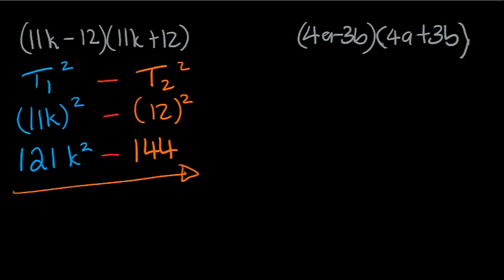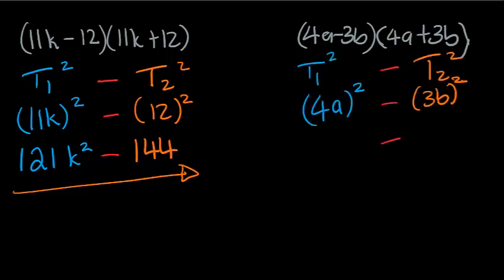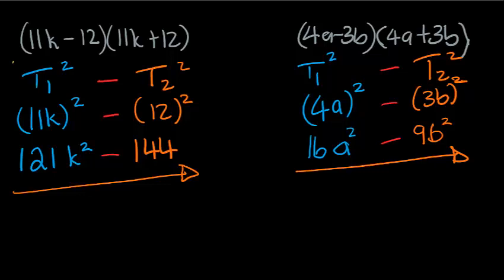4a minus 3b multiplied by 4a plus 3b. 4 times 4 is 16. A times a is a squared. 3 times 3 is 9. B times b is b squared. So up until this point, we have done difference of squares. And we said that the way we do difference of squares is we say term 1 squared minus term 2 squared.